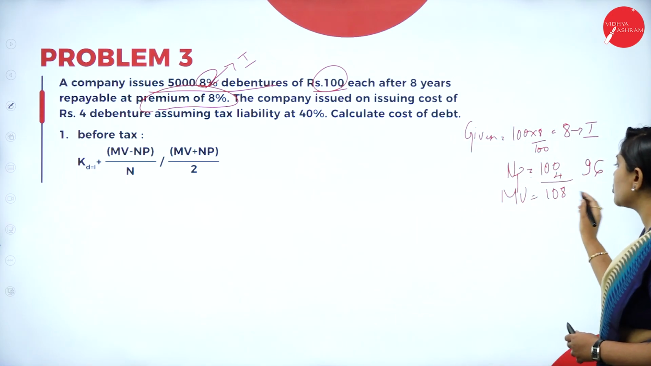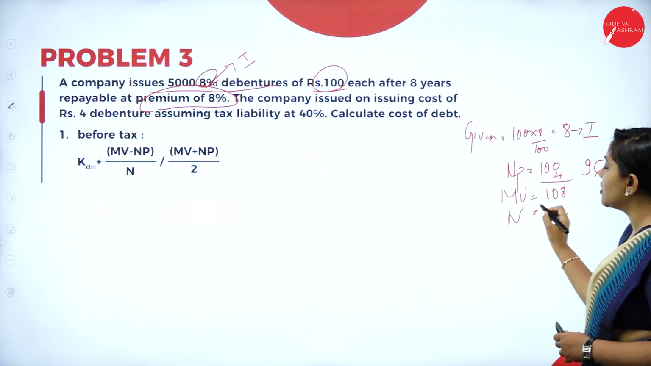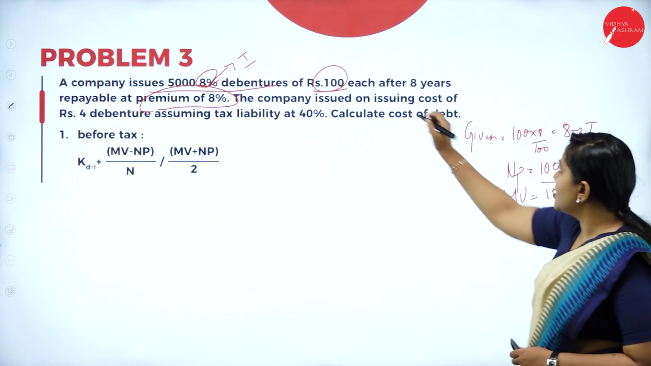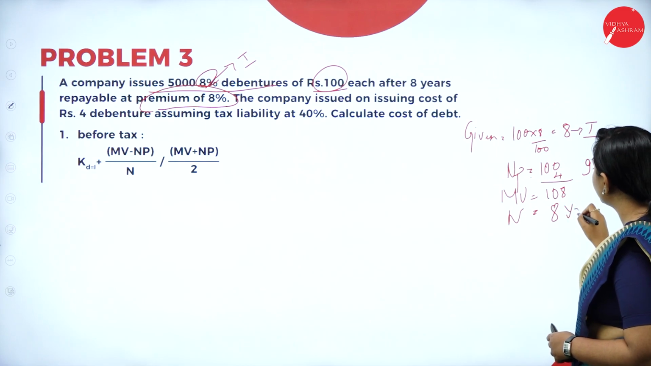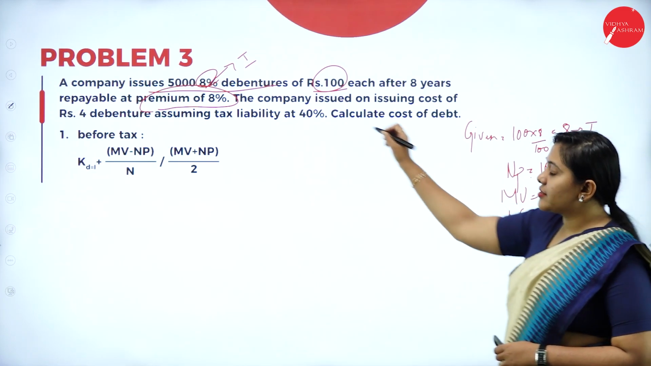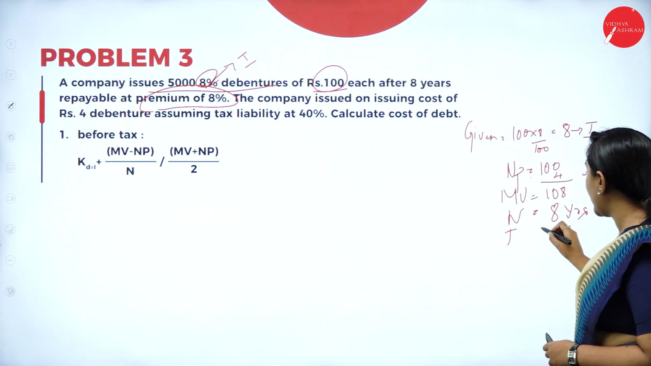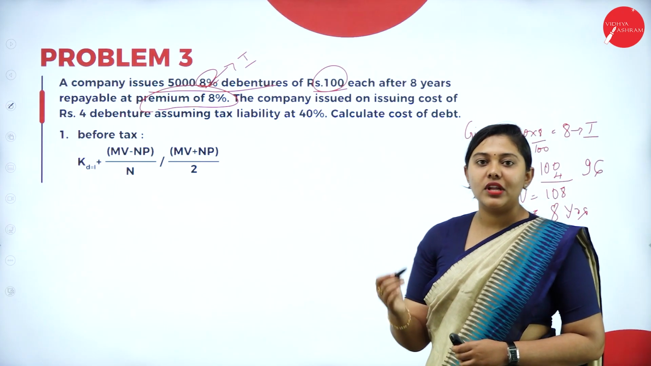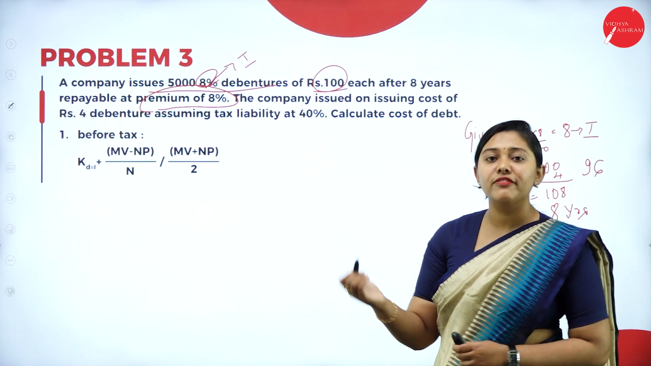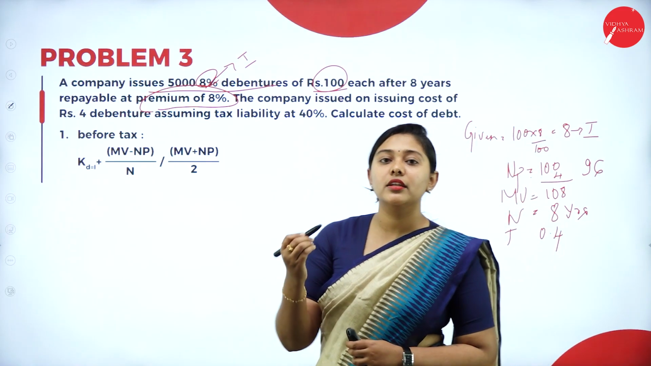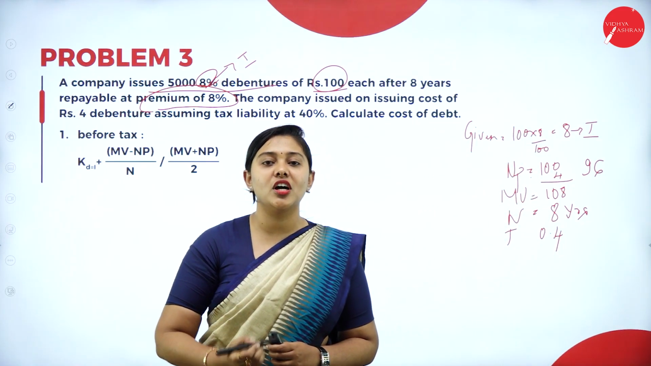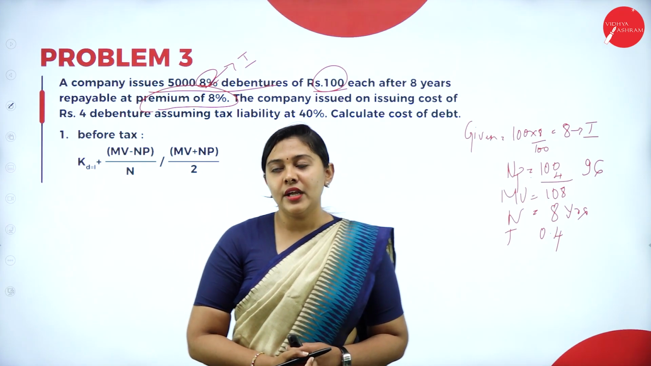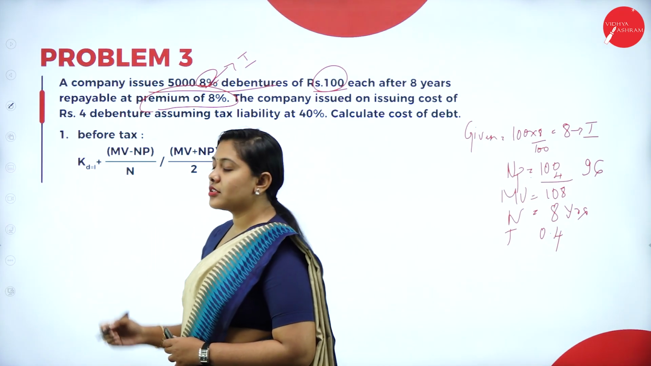Your maturity value is 108. The number of years is how much? Number of years is 8 years. What is the tax rate? It is 40%. 0.4 is the tax rate. Now let's substitute all the values in the formulas, before tax and after tax, and find out the cost of debenture for redeemable debt. So what's the formula?